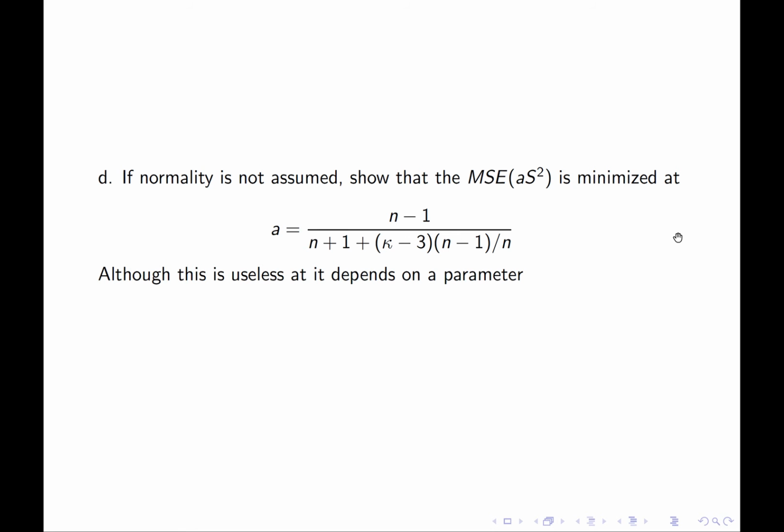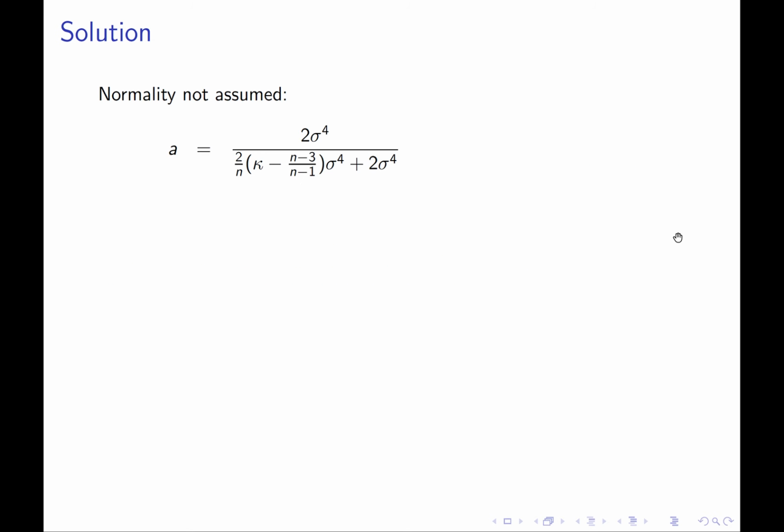Next question. Now, if normality is not assumed, show that the mean squared error of a s squared is minimized at that value. Also, this is useless as it depends on the parameter. So it's basically the same process. We figure out the value of a that minimizes the mean squared error by differentiating it, and we end up with this. So this is our value of a that minimizes the mean squared error while differentiating. Now kappa, or our kurtosis, is just going to be k because we're not assuming normality.